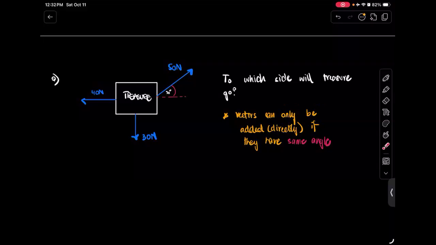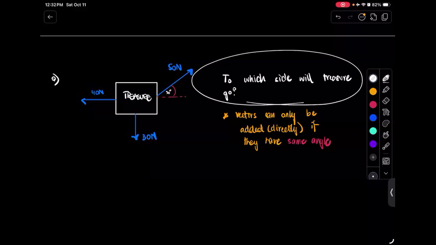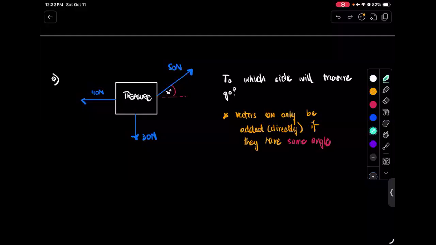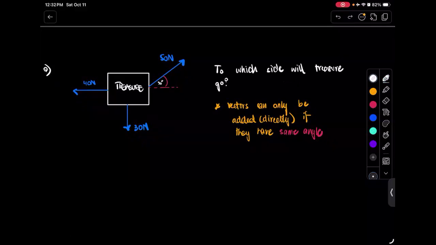It might not be really apparent by just the magnitudes of the forces. Why? Because there's lots of forces over here. You can't really say 40 is greater than 30, or 50 is greater than 30, because they're at different angles. You can only add vectors directly if they have the same angles. So, will you be able to do this? To which side will the treasure go? You will have to use vector resolution. I will give you 6 minutes to solve it. It should not take you more than that. Your time starts now.